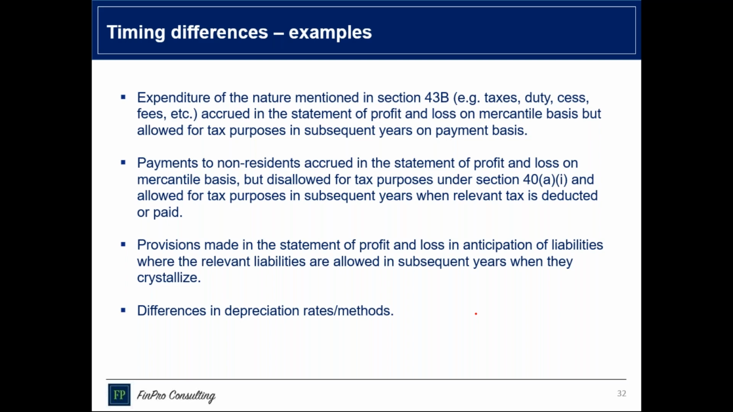Then again, if the TDS is not deducted, it will be disallowed in the current year. So whenever TDS is deducted and paid, that expenditure will be allowed, thereby creating a timing difference. Some companies also create provisions like provision for warranty. It is again disallowed under income tax unless it is paid in the subsequent period. So again, a deferred tax asset would be created on this timing difference. And of course, differences in depreciation rates or methods could also create timing differences, thereby creating a deferred tax asset or a liability.